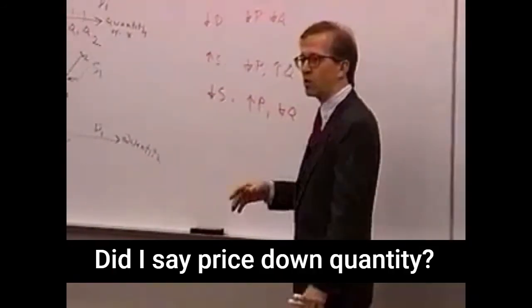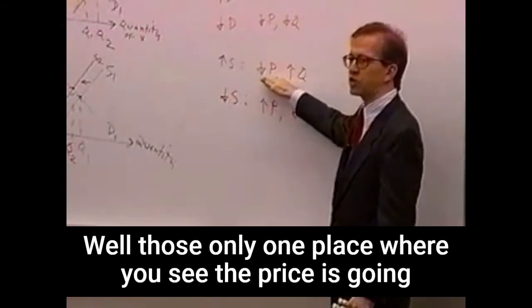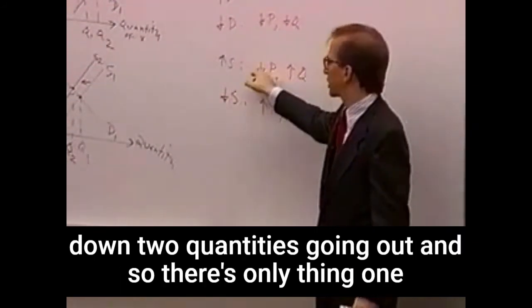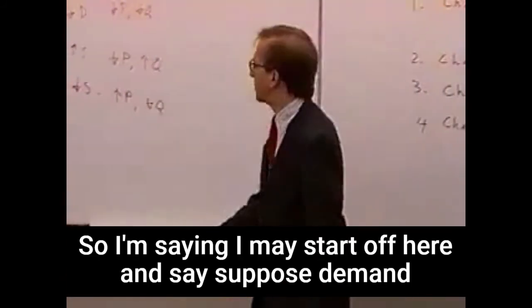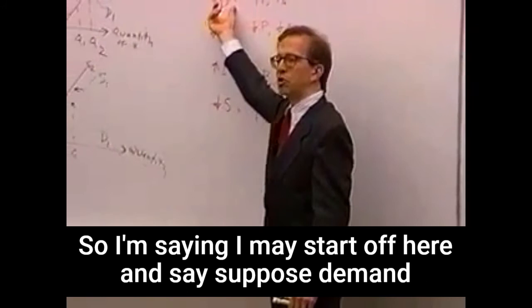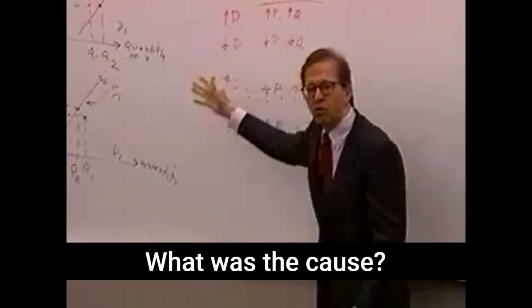Did I say price down, quantity up? What would have caused that? Well, there's only one place where you see the prices going down and the quantities going up. And so there's only one thing that would have caused that. That's a greater supply. So I may start off here and say, suppose demand or supply shifts, what's the effect? But I may also tell you the effect and ask you what was the cause.